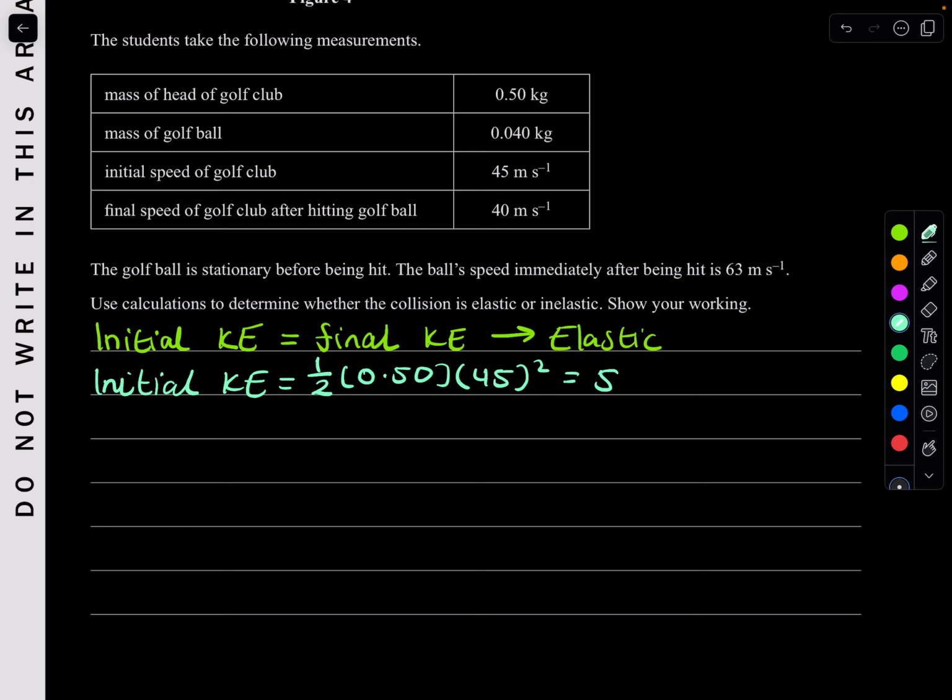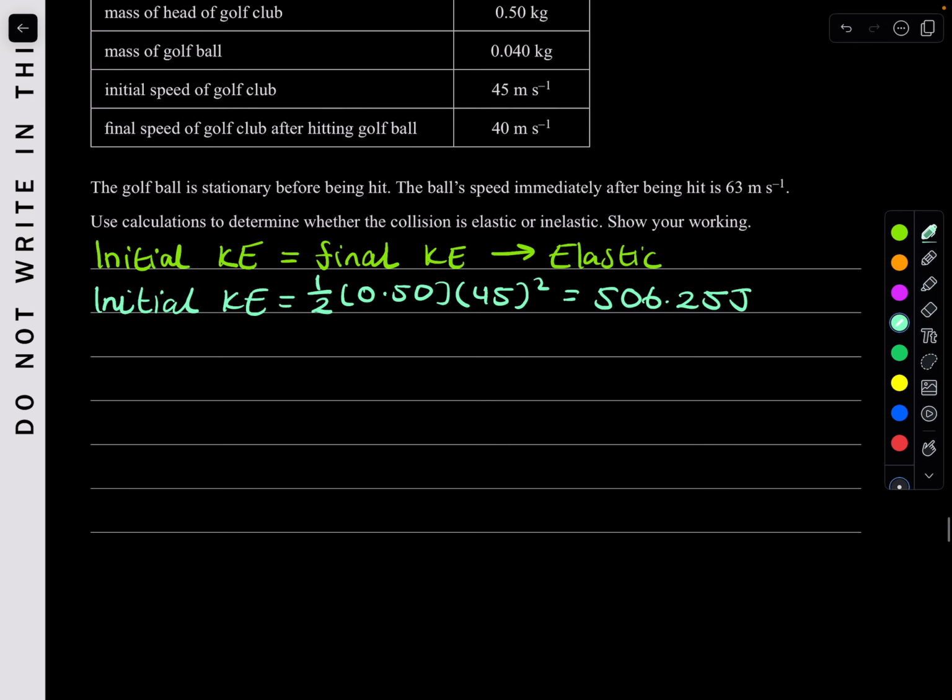We get around 506.25 joules of energy. Now, let's calculate the final. So the final kinetic energy is just going to be half. So this is for the golf club. What's the final velocity of the golf club?